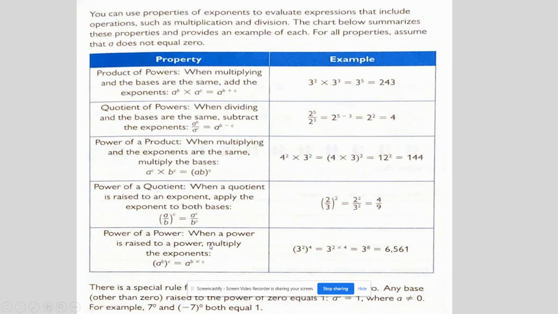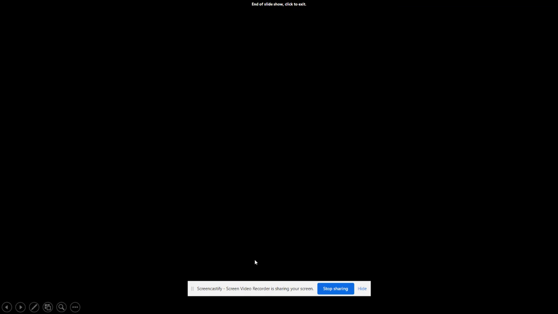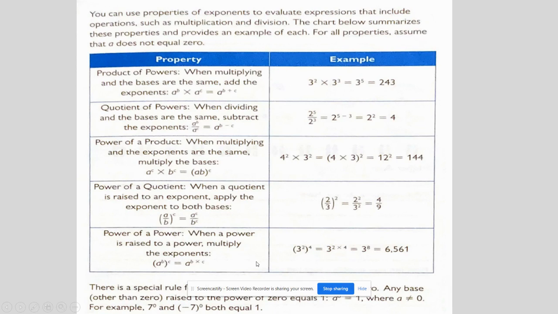And then the last one, power of a power. When a power is raised to a power, multiply the exponents. So if we have 3 squared to the 4th power, we're going to multiply the 2 times the 4, and that gives us 8. So we'll end up with 3 to the 8th power. I hope this helps.